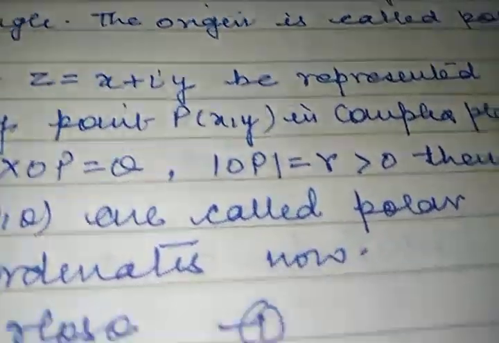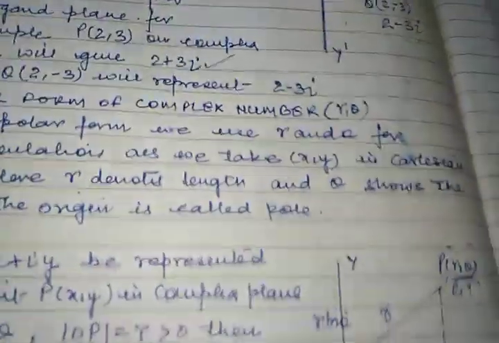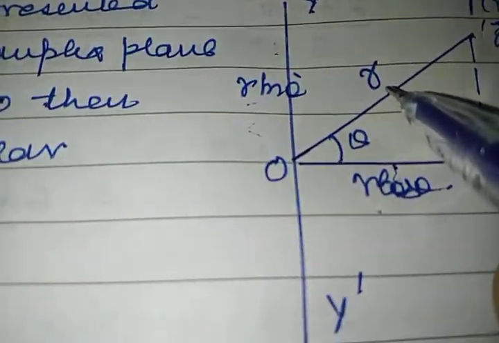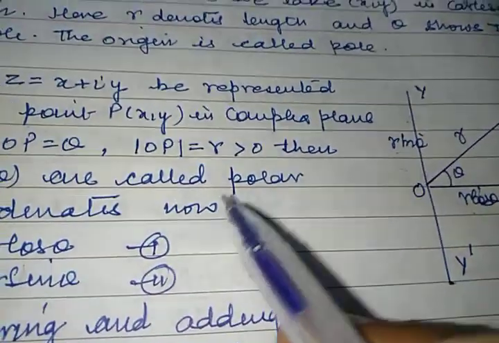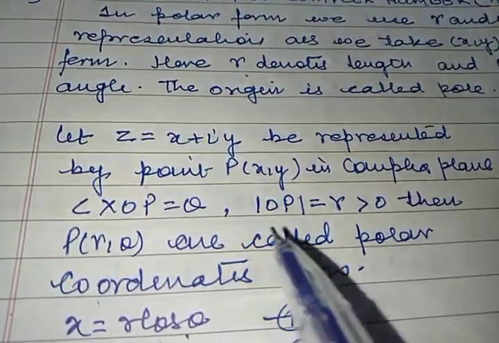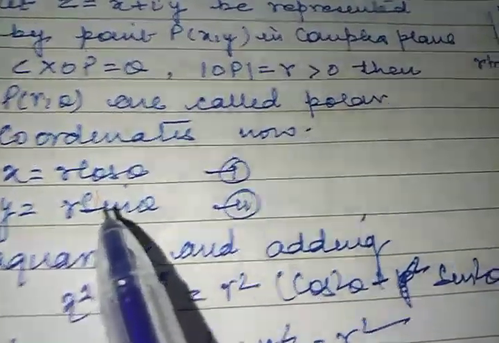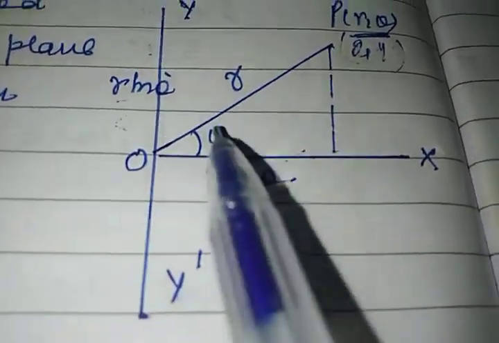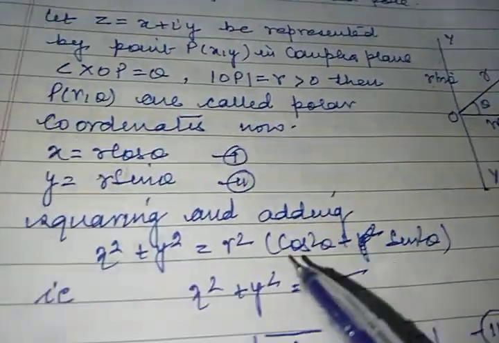So this is r cos theta, this is r sin theta. Since r is the length, it is always written as greater than 0. Now x is equal to r cos theta, y is equal to r sin theta, as is visible from here. This part will be r cos theta and this will be the portion r sin theta.